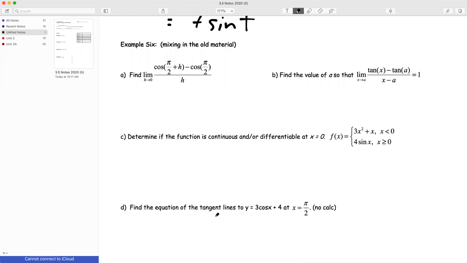Find the limit as h goes to 0 of cosine of pi over 2 plus h minus cosine of pi over 2, over h.